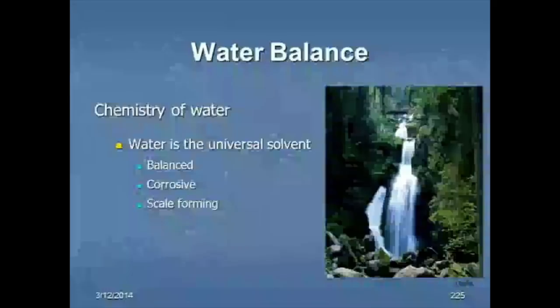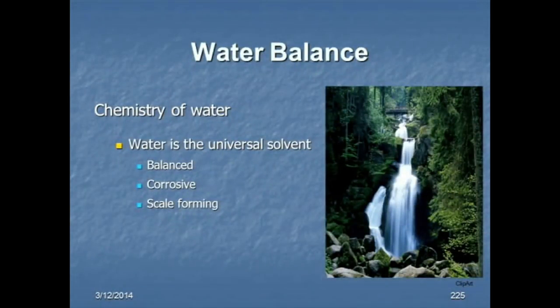The next section that we're going to be covering is water balance, the balancing of the pool water. When we talk about the chemistry of water and water balance, water is a universal solvent. Water can be balanced, which is what we're wanting to have in our swimming pools in the state of Nebraska. Water can also be corrosive. It can also be very scale forming, depending on the environment that the water happens to be in.